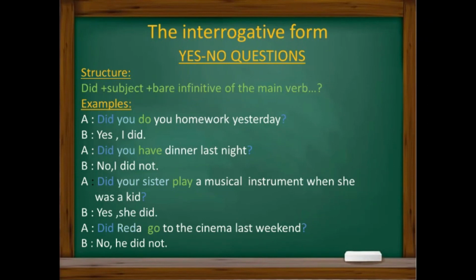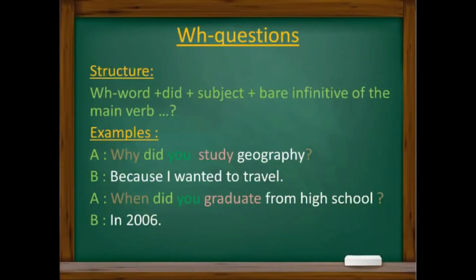Did your sister play a musical instrument when she was a kid? Yes, she did. Did Rida go to the cinema last weekend? No, he didn't or did not. To ask WH questions using simple past tense, follow the structure. WH word or question word plus did plus subject plus bare infinitive of the main verb.